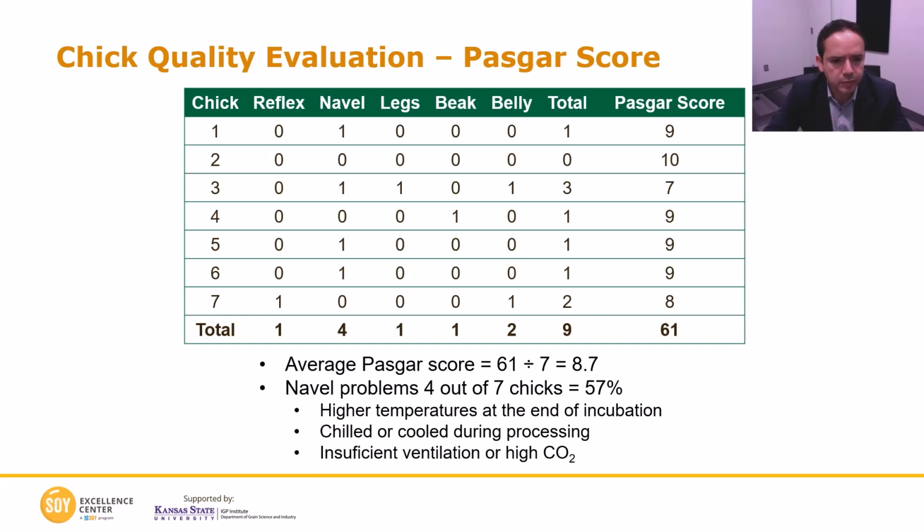So you can also see if there are some problems. For example, you can see that the majority of the chicks have problems with the navels. 4 out of the 7 chicks, which represents 57%.